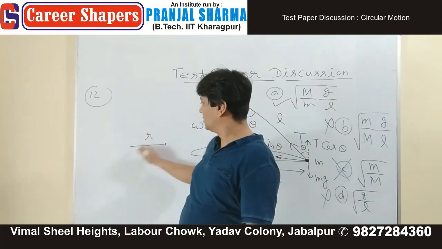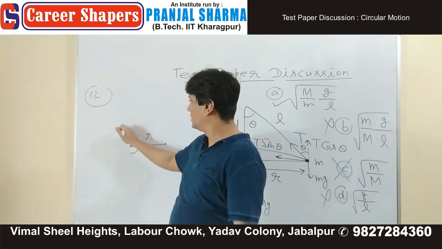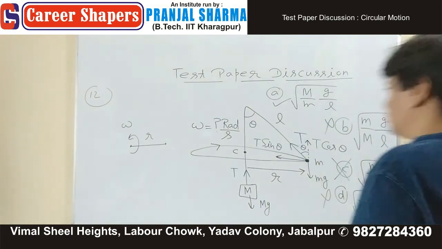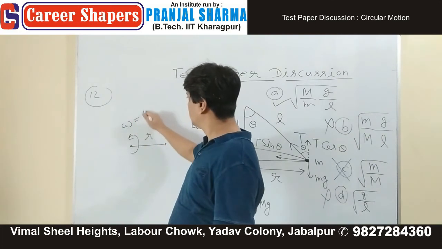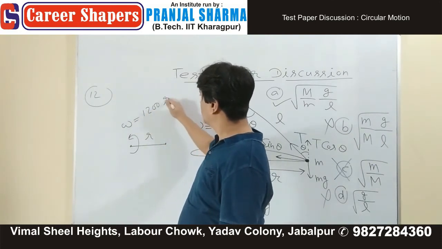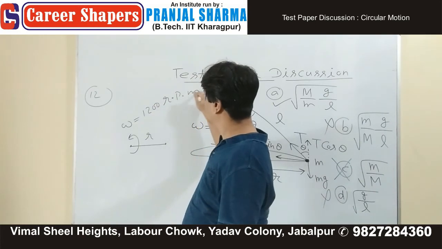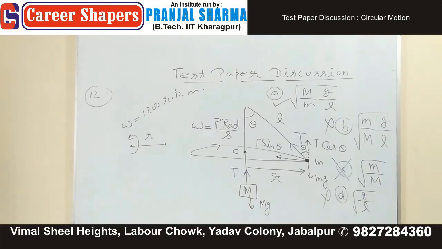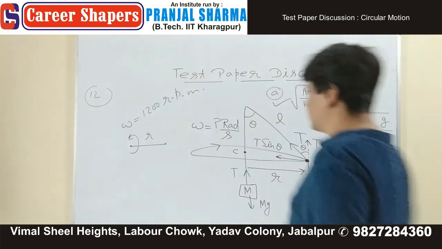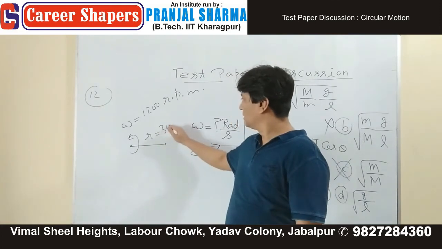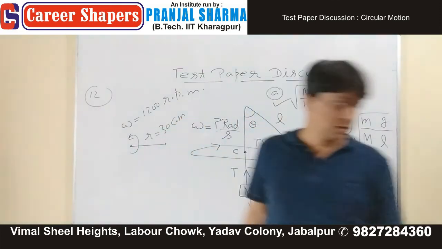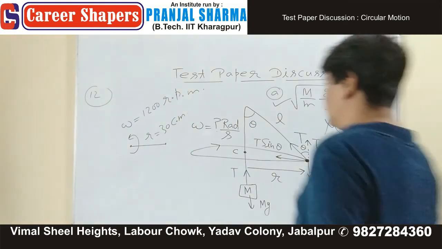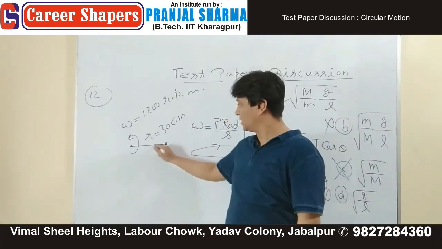This is our question. They have given us omega. What is omega? 1200 rounds per minute. 1200 RPM. Blades of length 30 centimeter. R is 30 centimeter. Acceleration of a point on the tip of the blade. What is the acceleration of this point?